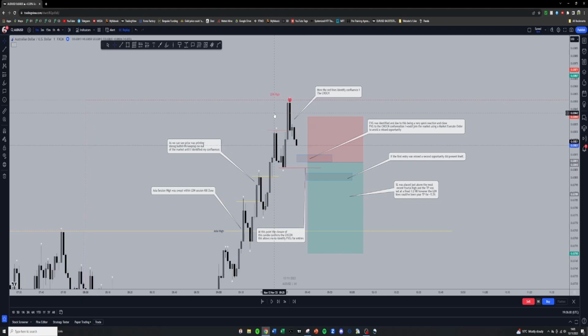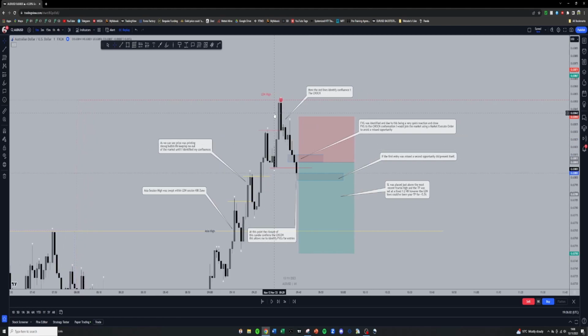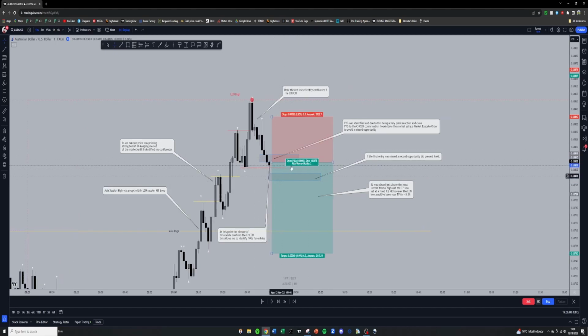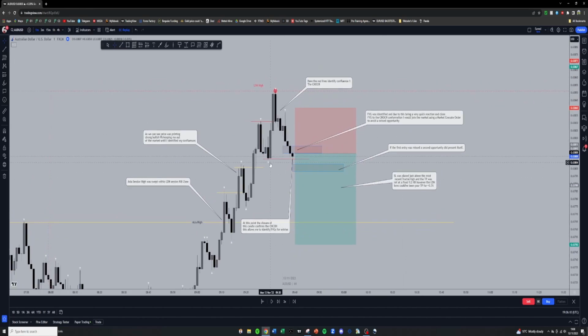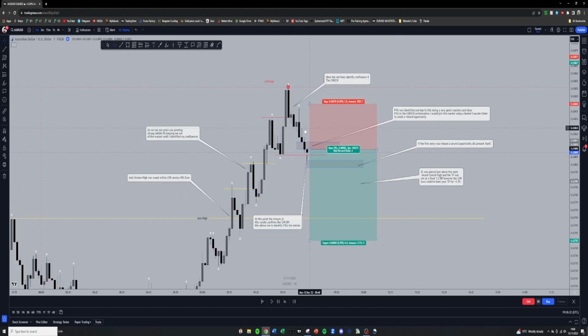So as we see what happens, we sweep that. So this now is a valid Judas swing for us to take. So we've swept that, which means we've got the change of character, and at this point the closure of this candle confirms the change of character and allows me to identify fair value gaps for entry. So as you can see, we haven't got any fair value gaps here. The first fair value gap we have is this one here, as I've identified.